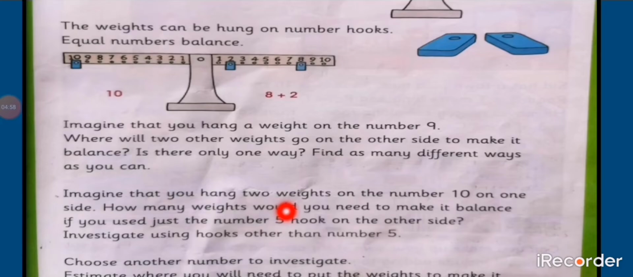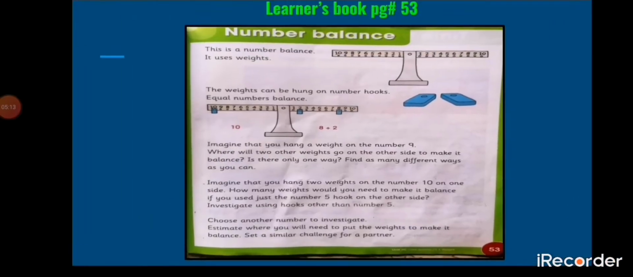Imagine that you hang two weights on number 10 on one side. How many weights would you need to make it balance if you use just the number 5 hooks on the other side? Investigate using hooks other than number 5. So we can do these questions in the notebook.